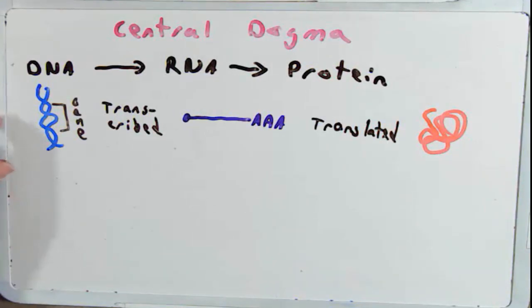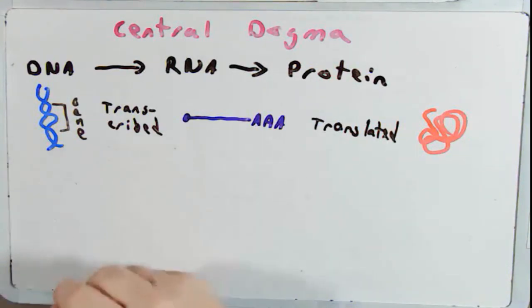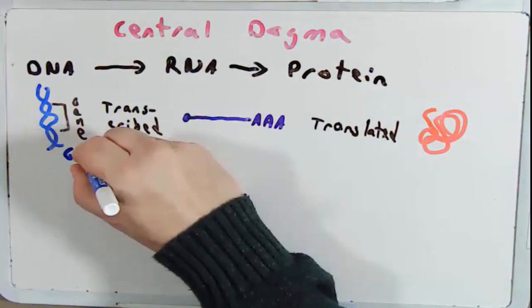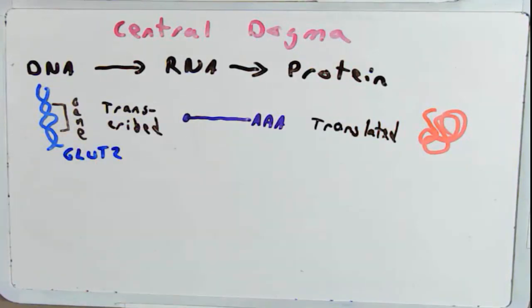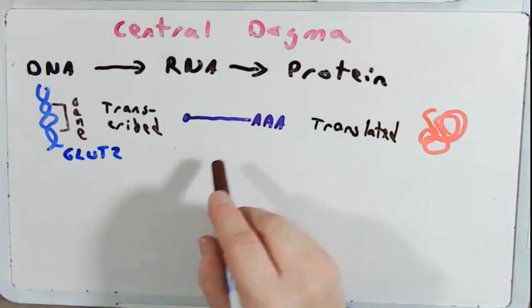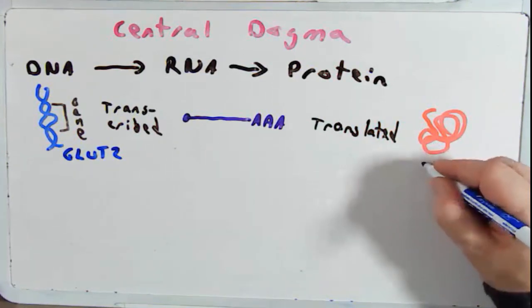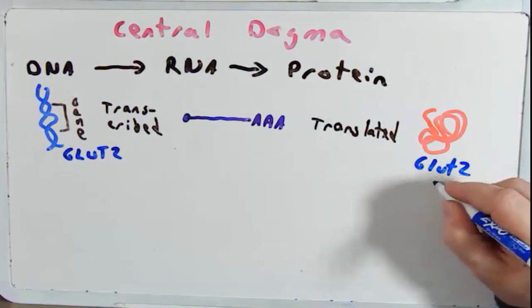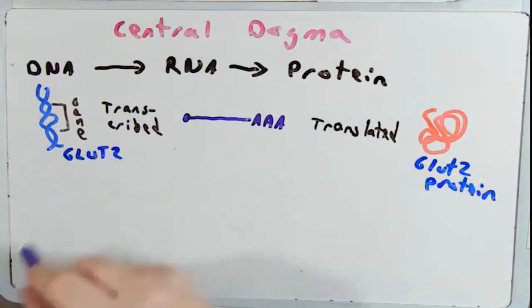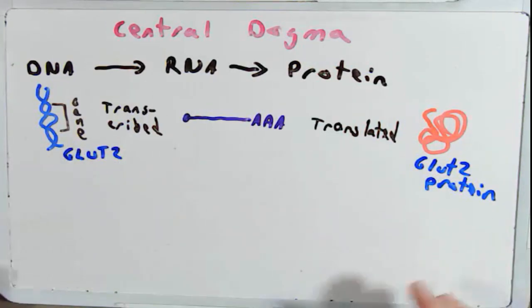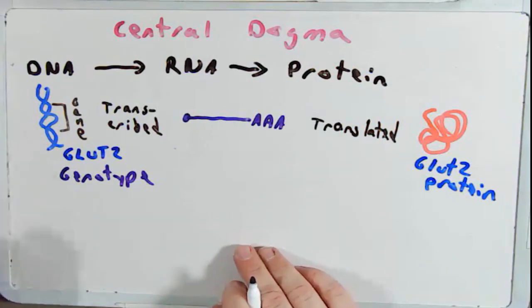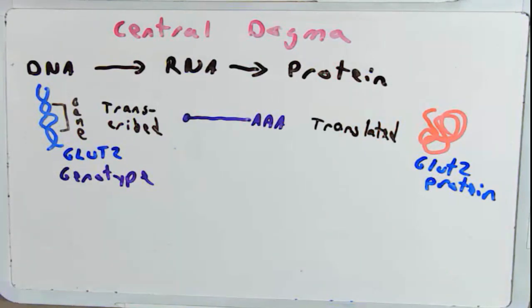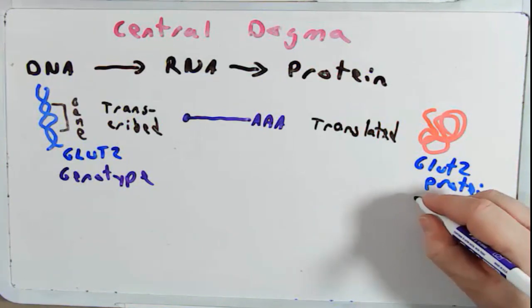Now let's give this gene here a specific name that we're talking about here. And let's call it GLUT2. The messenger RNA it makes is a GLUT2 messenger RNA. And over here, this is our GLUT2 protein. We would think of GLUT2 here as this organism's genotype. In this case, what I'm drawing here is a non-mutated GLUT2. And so this is the genotype for this individual. The genotype is just the genetic makeup of that individual. Then over here, the protein, we call this the phenotype.